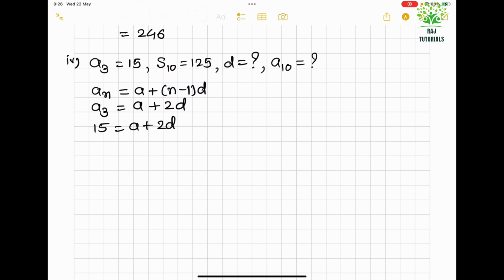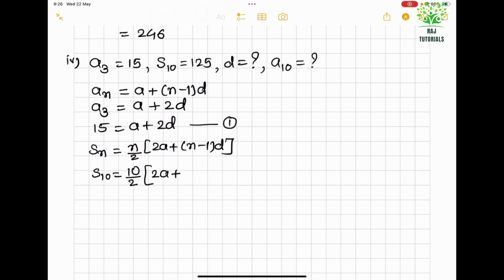Now I can't solve this because d and a both are unknown. So I am giving it one number. Then the other is Sn equal to n by 2 into 2a plus n minus 1 d. So S10 equal to 10 by 2 into 2a plus 9d.